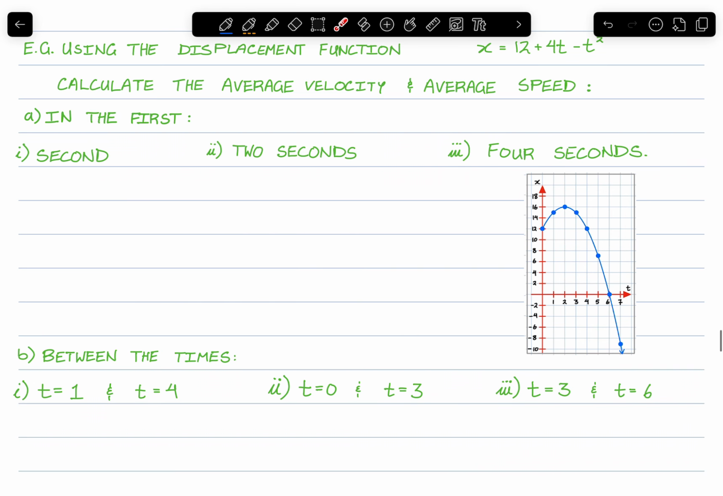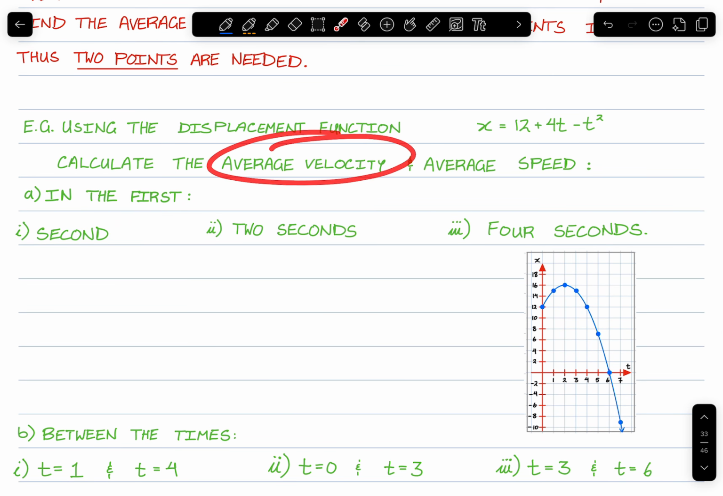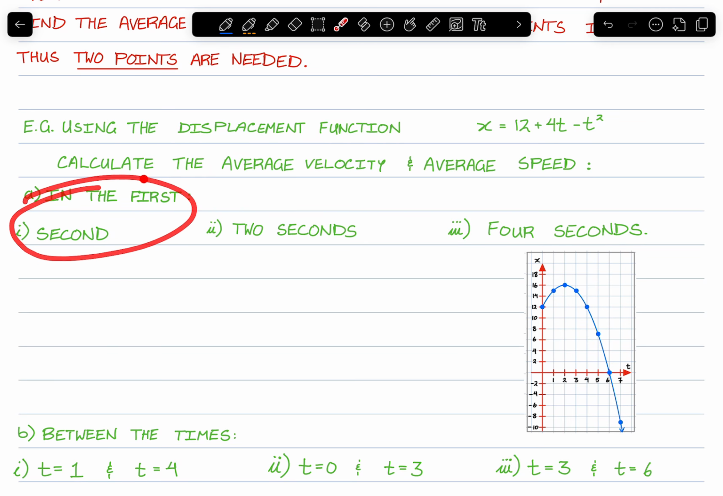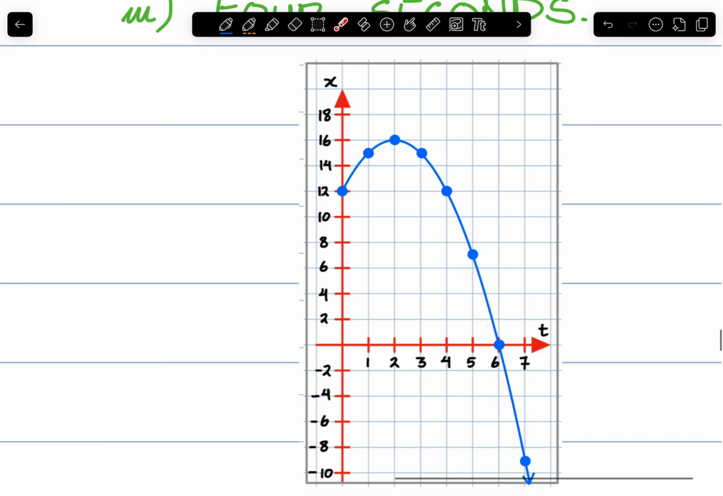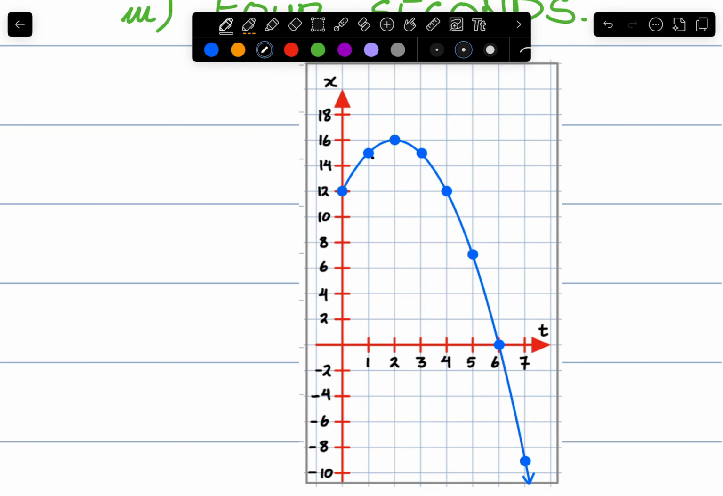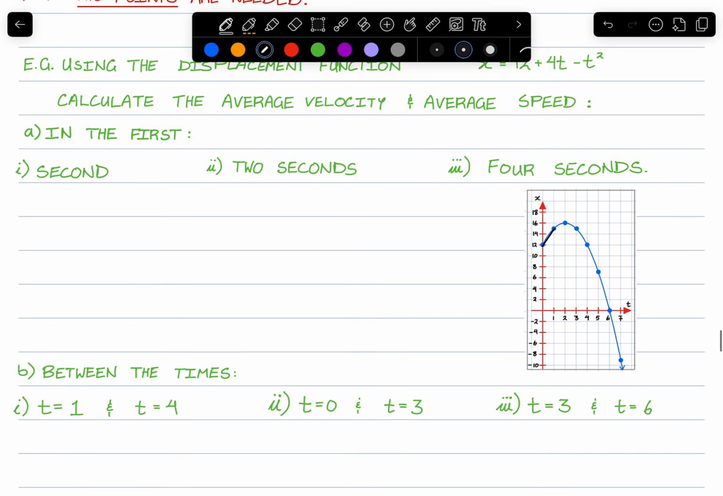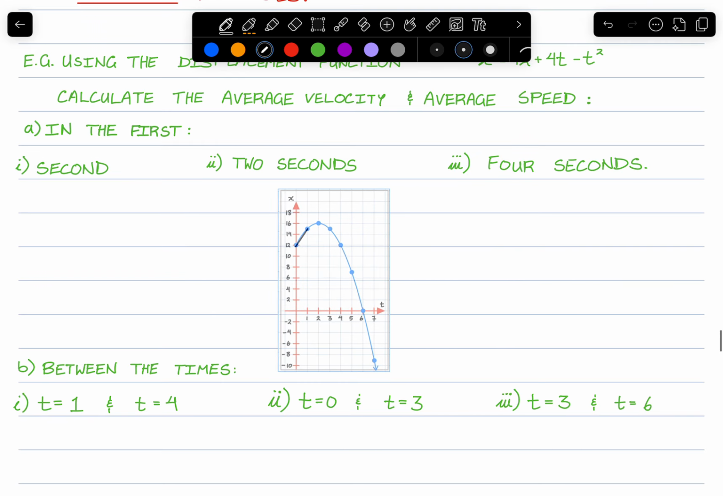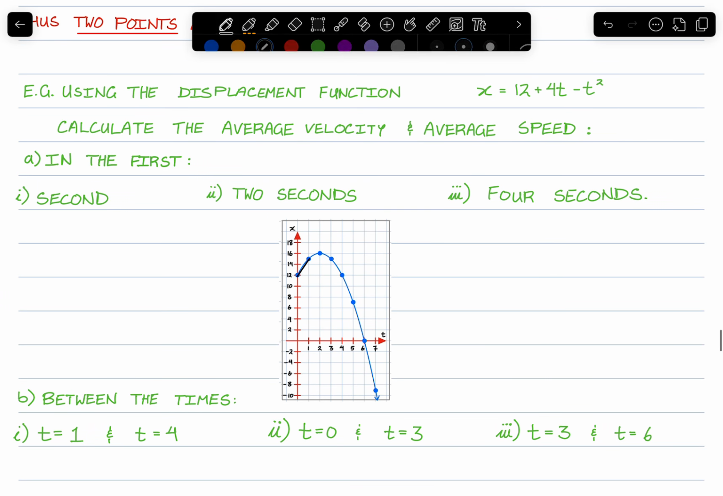To find the average velocity in the first second, what we are essentially doing is finding the gradient from 0 to 1. We're trying to find the gradient between those 2 points. Well, to do that, we're simply doing the gradient between those 2 points.